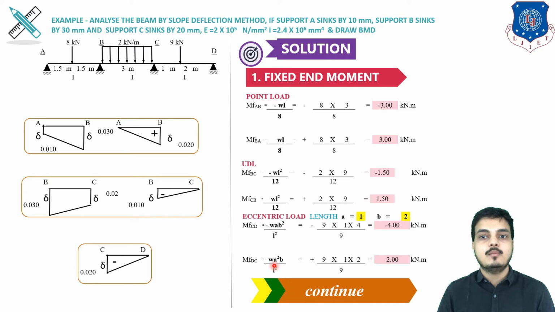And for MFDC it is W A square B by L square. So A it is 1. So 1 square is nothing but 1, into 2 into 9 divided by 9 is nothing but 2 kilonewton meter. So this was our first step, fixed end moment. So let's move towards the second step, which is the slope deflection equation. Let's see.